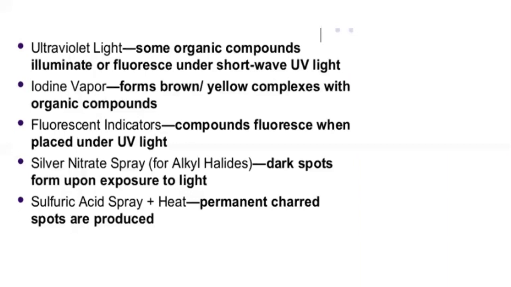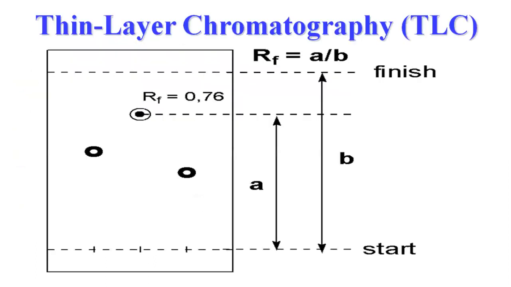The silver nitrate spray we use especially for alkaloids. When we spray silver nitrate on the TLC plate, it produces dark spots. Next is the sulfuric acid spray reagent. We spray the sulfuric acid reagent, and we get permanent charred, black spots. So these are the non-specific methods: UV light method, iodine vapor method, silver nitrate method, and sulfuric acid method. At the end we get spots.